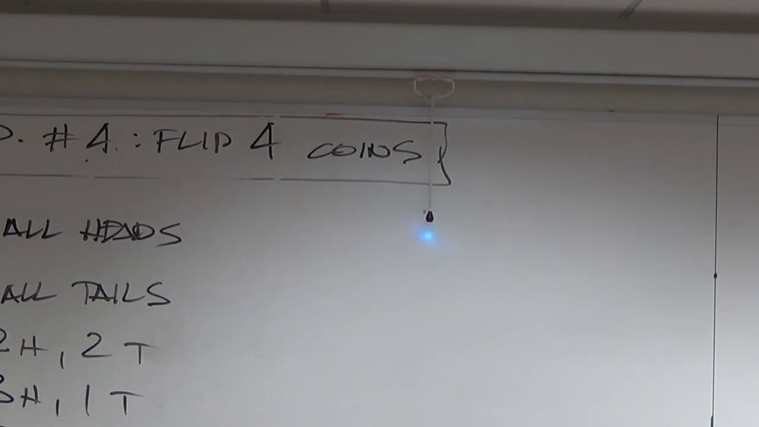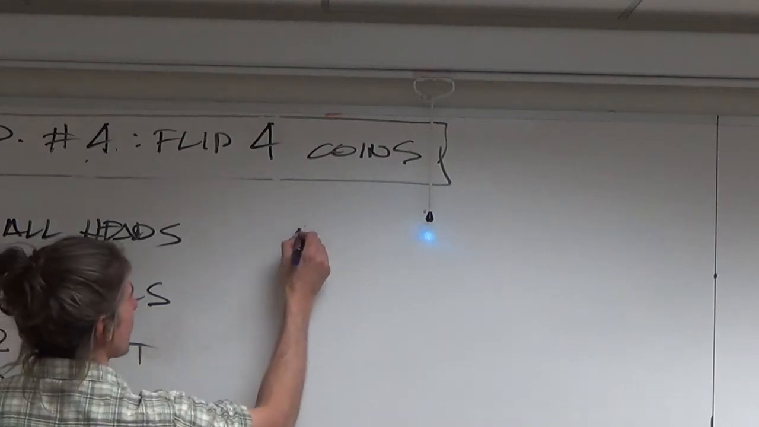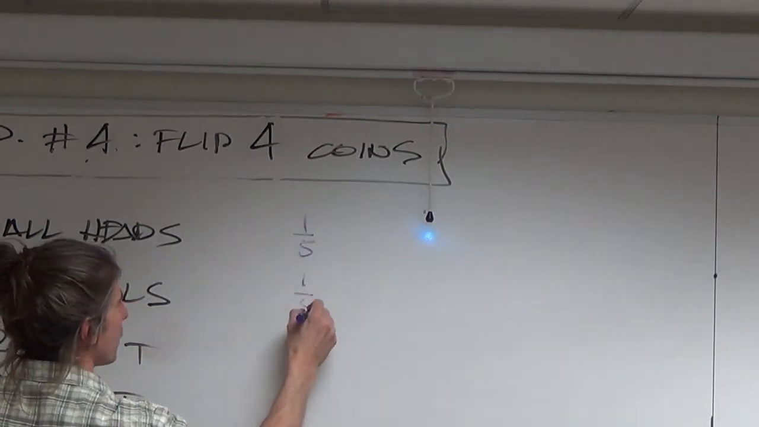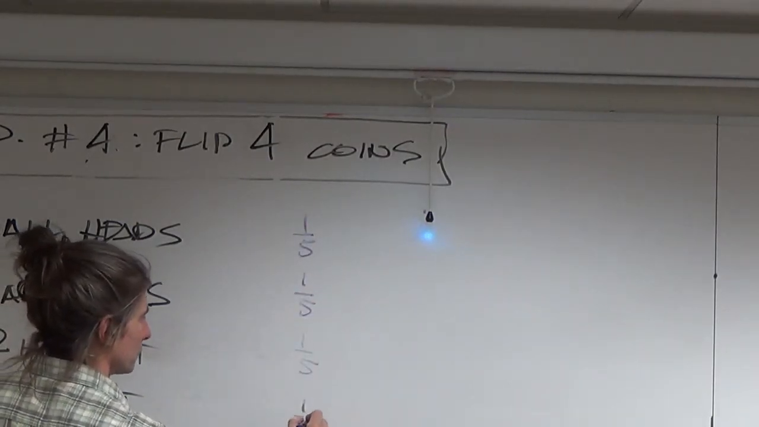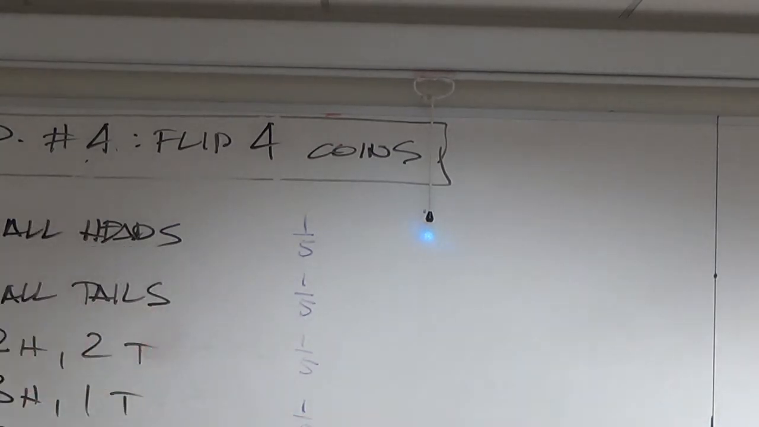So I'm going to give you guys Sean's theory. Sean's theory is the probability of all these things is therefore 1 in 5. Hold that thought. What's wrong with Sean's theory? There's 16 different combinations.